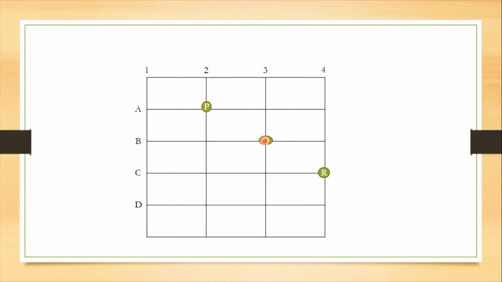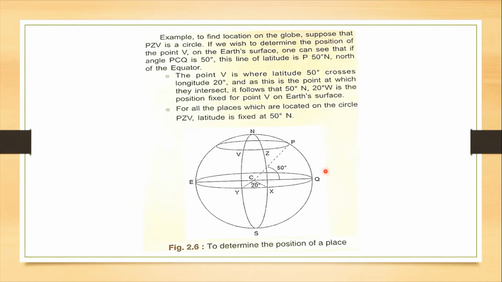Next, the imaginary place Q. This Q is located at longitude 3 and latitude B. Where they intersect each other, that particular point is the location of the imaginary place Q. Again, if we come to the imaginary place R, it is at longitude 4 and latitude C. Where these two lines intersect is this particular point. That is why this is the location of R. This is how we find the location of places on Earth.